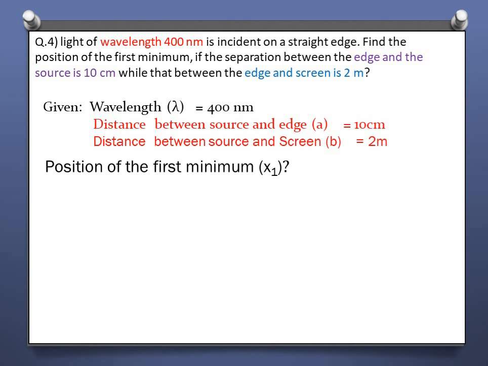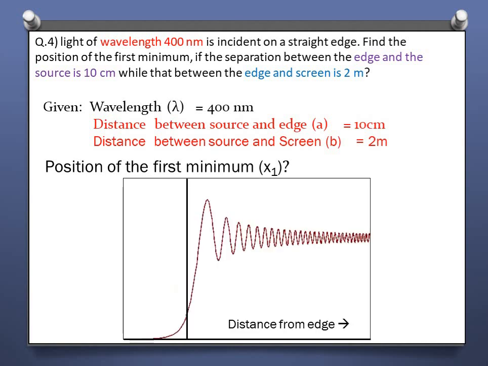Just look at the intensity distribution for straight edge diffraction. It will look like this. This is the position of the edge, so we will consider it as 0. So we have to find the position of this minimum, that is the distance from here to here.